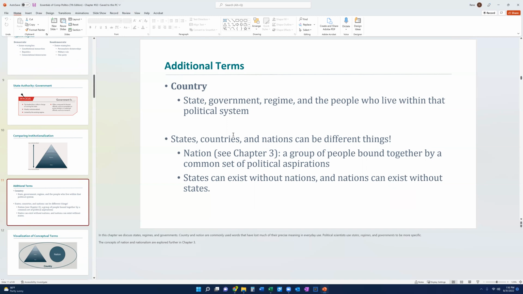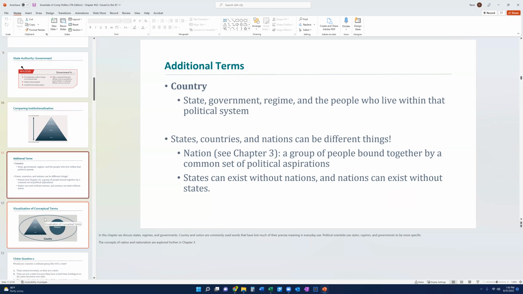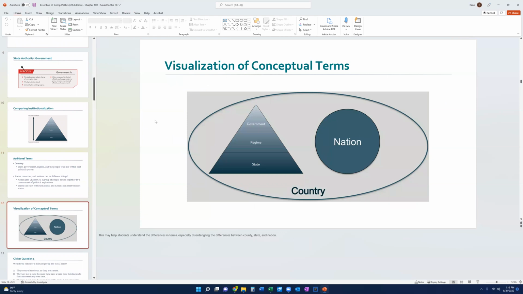Please understand that states, countries, and nations can mean different things. We're going to talk a little bit more about what these terms are in chapters 4 and 5, but for now, keep in mind that they are not the same. States, countries, and nations have different meanings. So in here the book explains how a country includes the state, the regime, the government. It also includes nations within it.